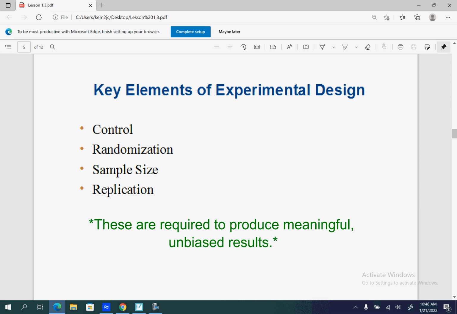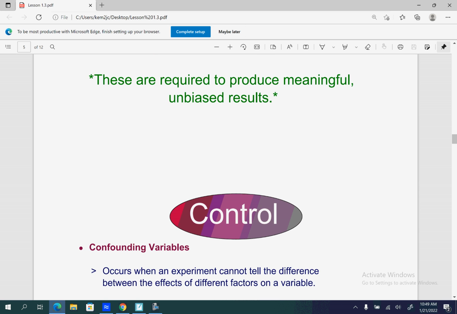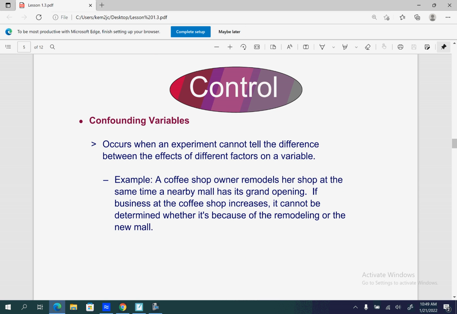Meaningful means we want it to mean something. We want it to answer the question that's being asked. And unbiased means we don't want our answer or our results skewed in any direction because of the questioning or the research method or the sample that we chose to use. Okay. So the first thing we talk about with control is confounding variables. A confounding variable is something that's not directly related to an experiment, but it affects the outcome of the experiment.